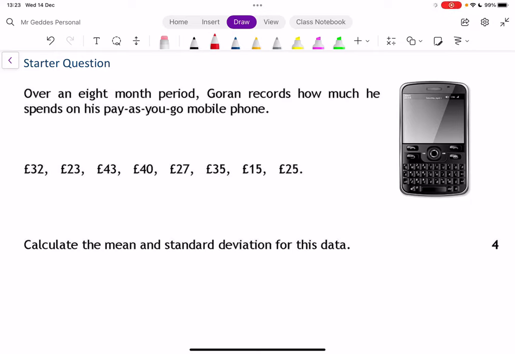Okay, so first things first. When you're doing standard deviation, you want to make sure that you find x bar. You're going to just grab your calculator. You're not going to faff about. You're just going to find x bar by adding them all up and dividing by how many there are.